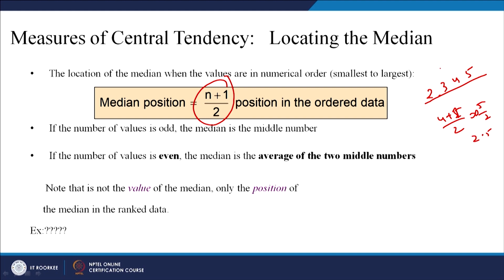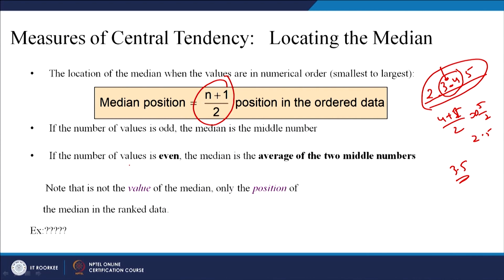It means the median would be somewhere here, but we do not have that data. So, you just take the average of these two. So, that would be 3.5. So, the median of this particular data set would be 3.5, right. So, this (n plus 1) by 2 gives you the position of the median, not the answer to the question, right.